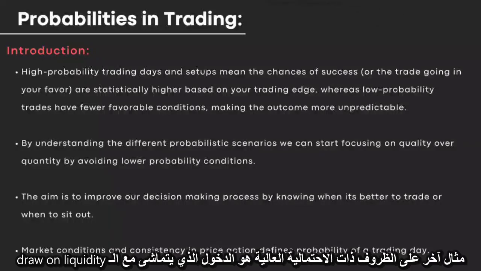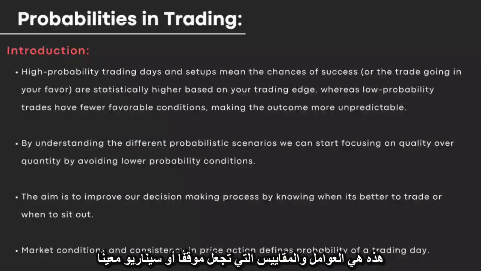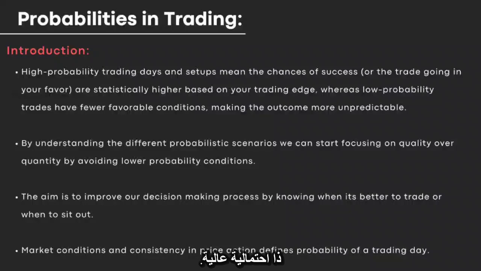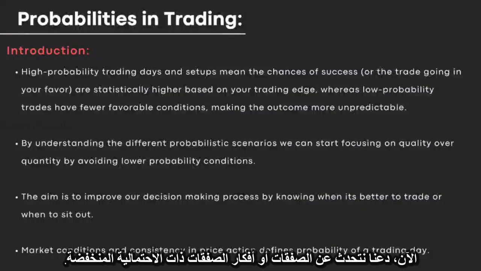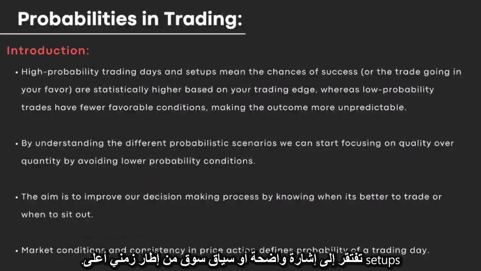Another example of high probability conditions are entries that align with high time frame liquidity and key levels, right? These are the factors and types of metrics that make a particular scenario a high probability one. Now let's talk about the low probability trades or trade ideas. Low probability trades occur in unfavorable conditions or setups that lack a clear signal or high time frame market context.